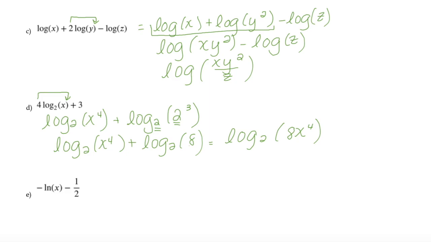Let's try another one of those again, this time with the natural log, where I have the natural log on the left and I have a constant on the right-hand side that doesn't have the natural log associated with it. I know that this is the same thing as saying -1 times the natural log. So I'm going to move that -1 back into the exponent.